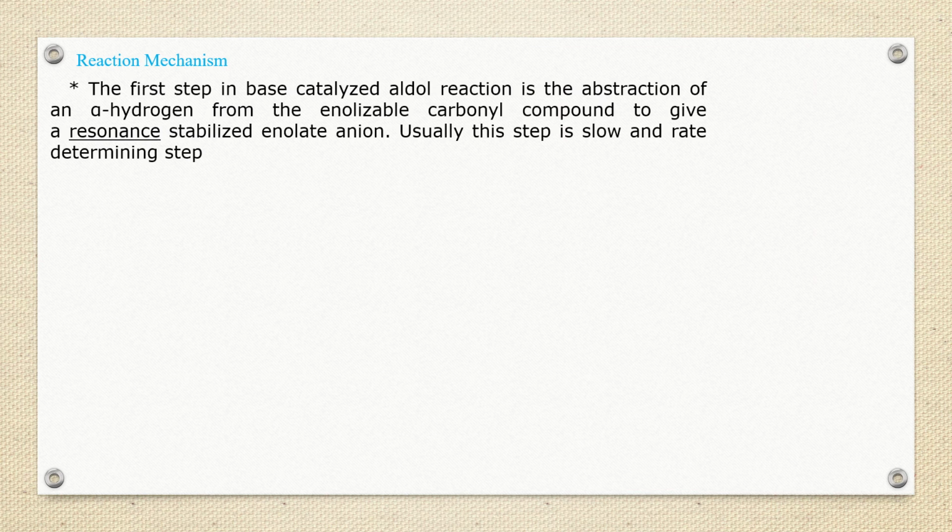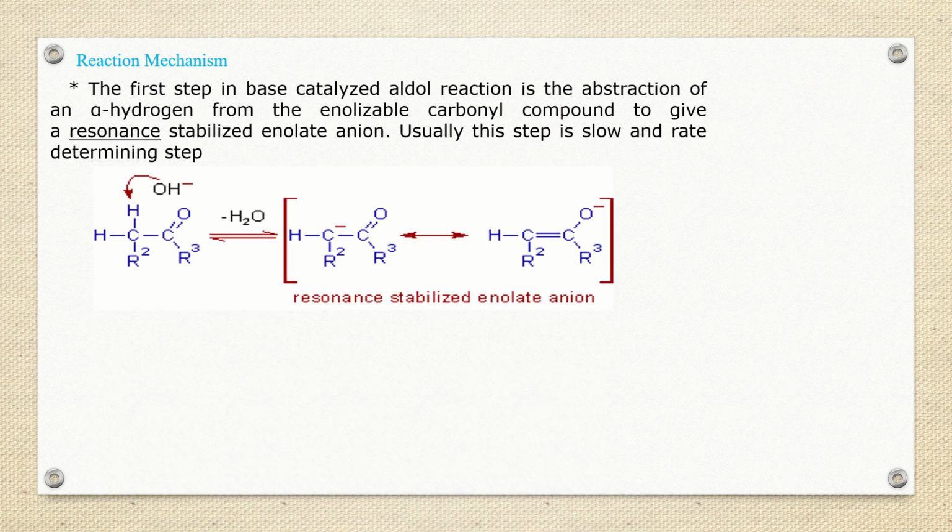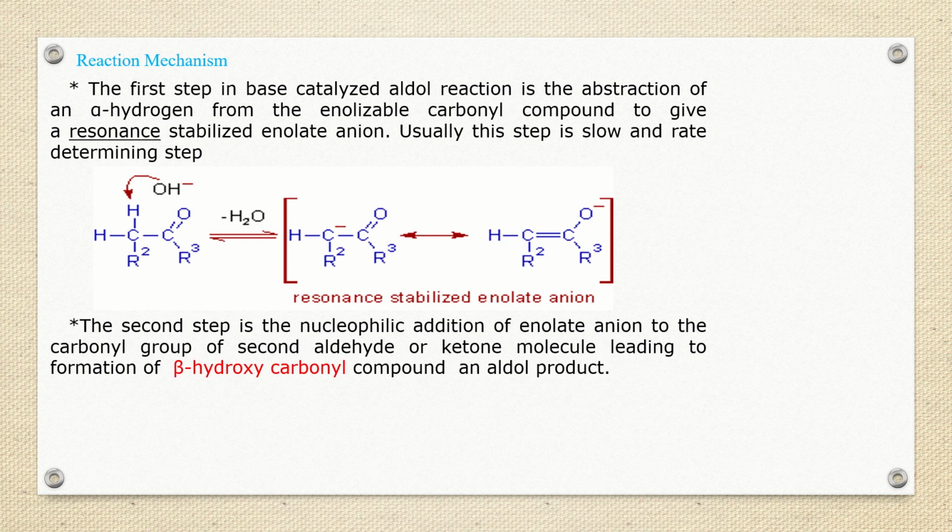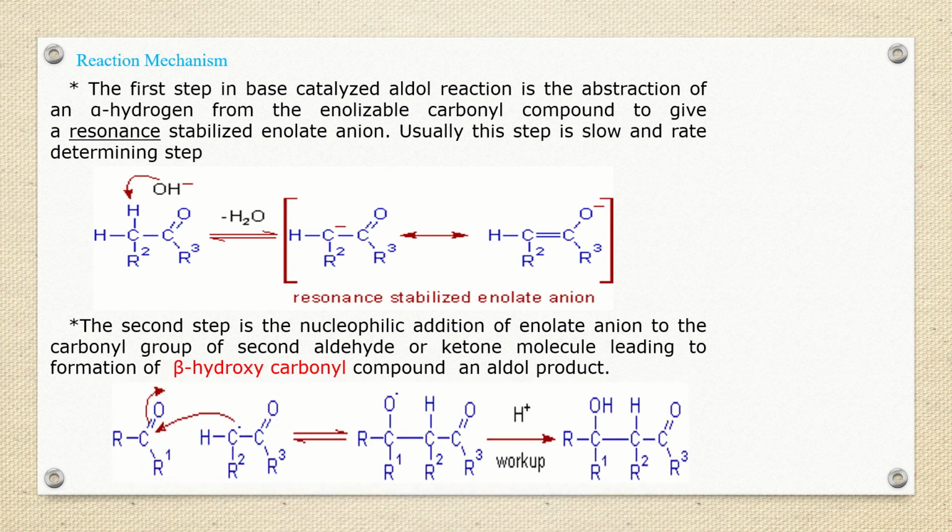Let us go for the reaction mechanism. Now since it is a base catalyzed reaction, in the first step there is abstraction of proton leading to formation of a carbanion, which easily undergoes resonance stabilization to form an enolate anion, which is the rate determining step or an important step. In the second step, this enolate ion which is being formed goes for a nucleophilic attack on the second aldehyde group or a ketone group, leading to formation of beta hydroxy carbonyl compound, or you can call it as aldol product.